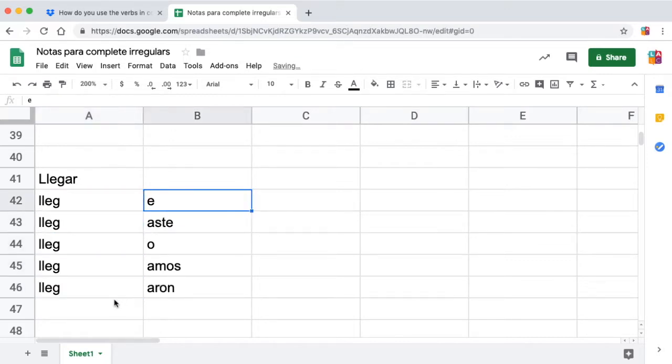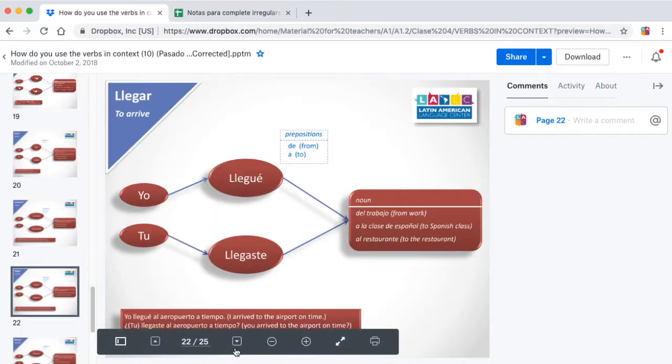And the problem is that if you don't add the extra letter, it changes the sound. Llegué means I arrived, okay? And then the rest is fine, because if not, it would be yo llegé. So that's why I add this in here.